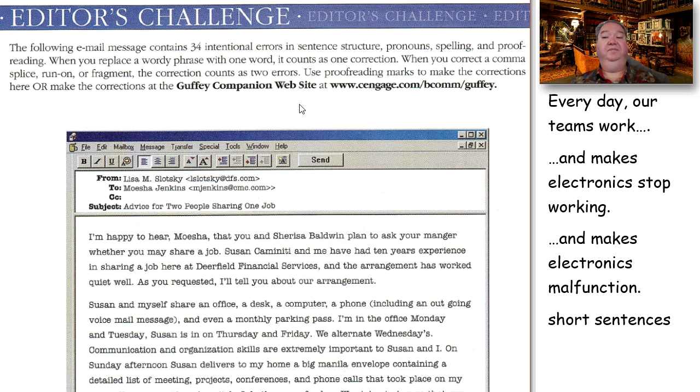Okay? And it says when you replace a wordy phrase with one word, maybe you combine two words into a single word or a phrase, that's just one correction. But when you correct a comma splice, a run-on sentence, or a sentence fragment, that counts as 2 errors. Okay? So that would be 2 out of the 34 errors. So I will upload this for you as well, so that you can begin working on it.